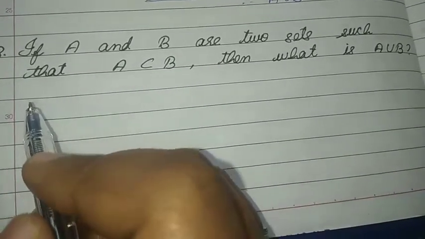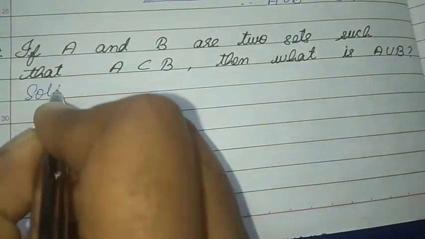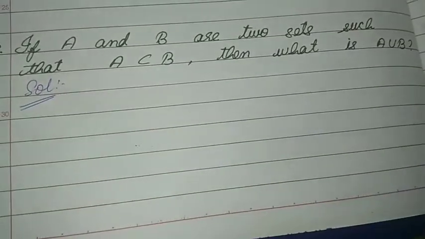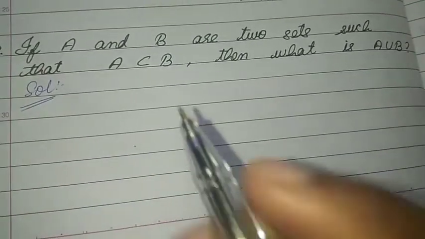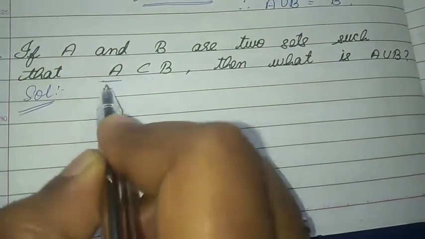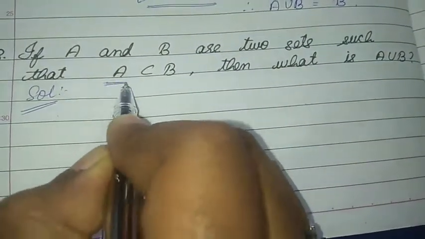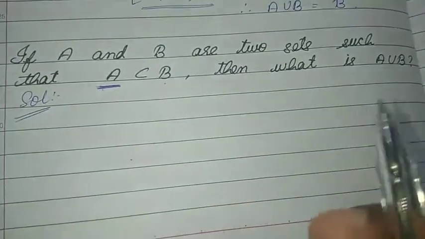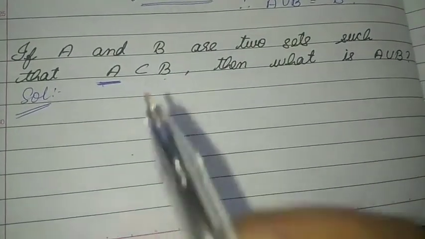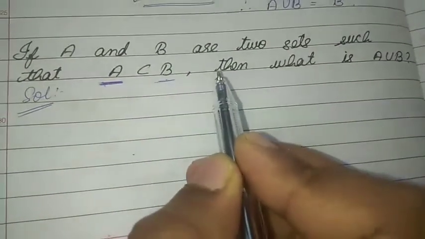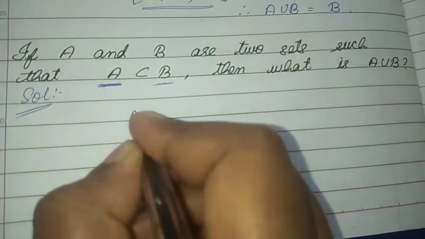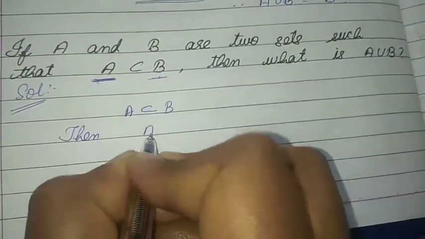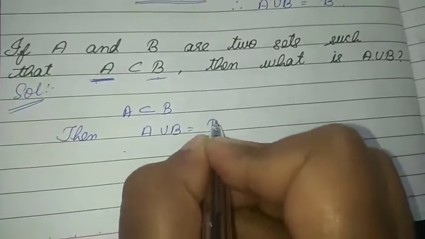Question 3. If A and B are two sets such that A is a subset of B, then what is A union B? In the previous question, we already said that since A is a subset of B, then A union B is equal to B only, no? It means all the elements present in A are present even in B. So what if we take A union B? Only the elements in set B will be present, isn't it? So therefore, if A is a subset of B, then A union B is equal to set B.